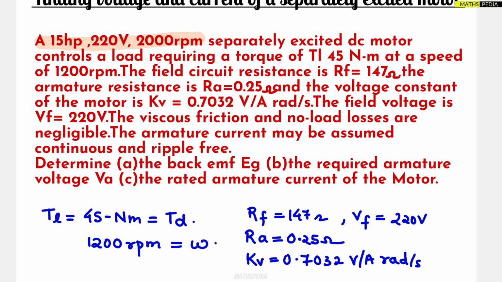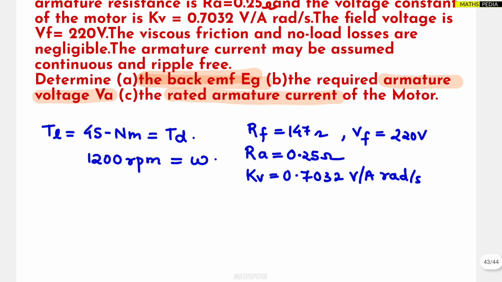Determine, first, the back EMF of the motor, which is Eg. Then second, the armature voltage Va. Third, the rated armature current. These are all the things we are going to find. So we'll proceed with the first part, which is to find out Eg.